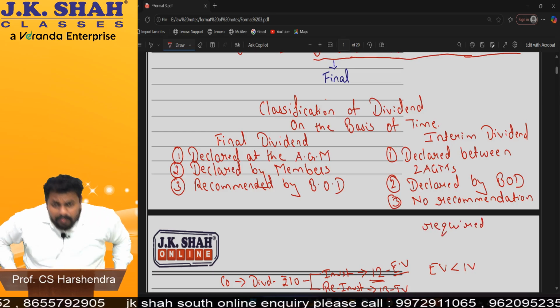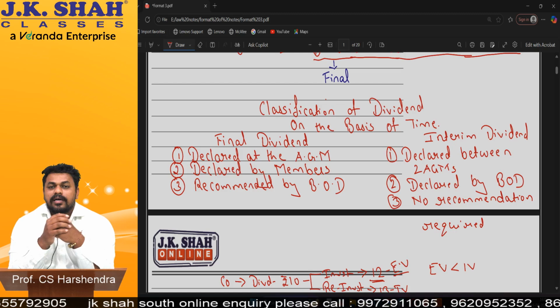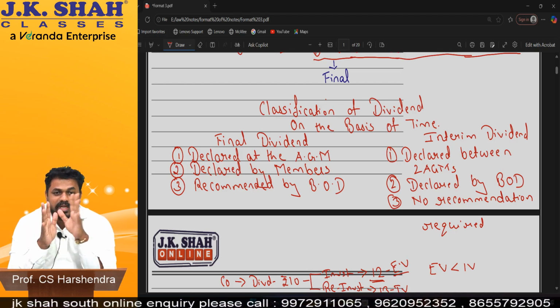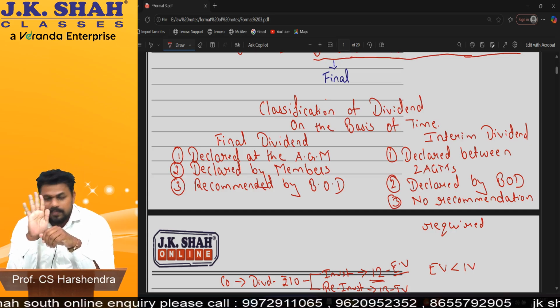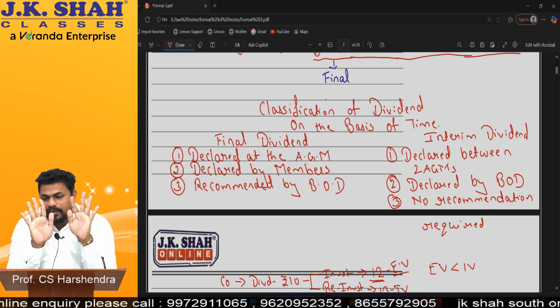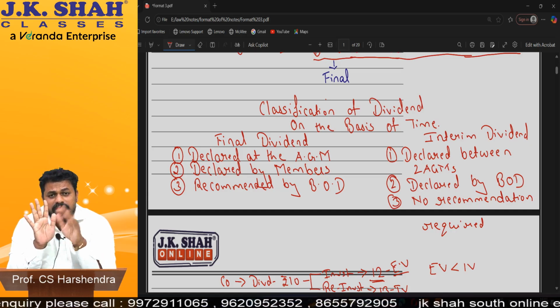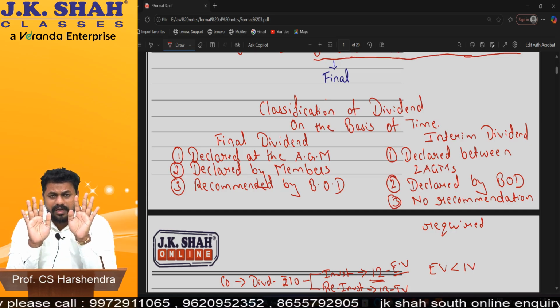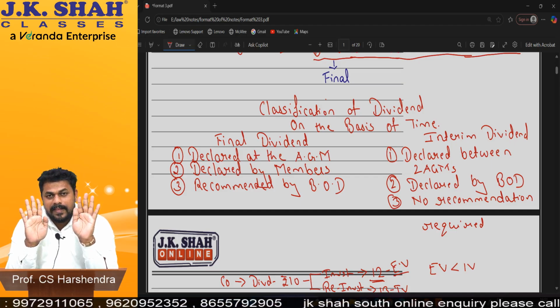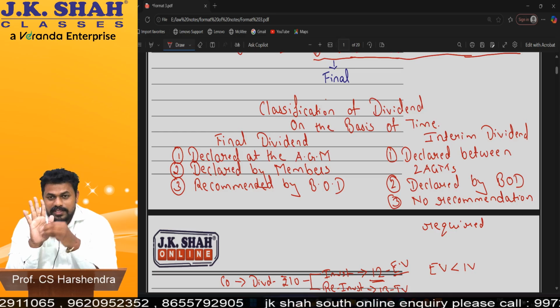Now, why would the board of directors declare it? I'll give you an option. You tell me in which company you'll invest. Option A, option B. Both are working in the same industry. Option A is giving a lot of dividend. Option B doesn't give you dividend. In which company, beta, will you invest? Generally option A. See, this is the foolish statement.